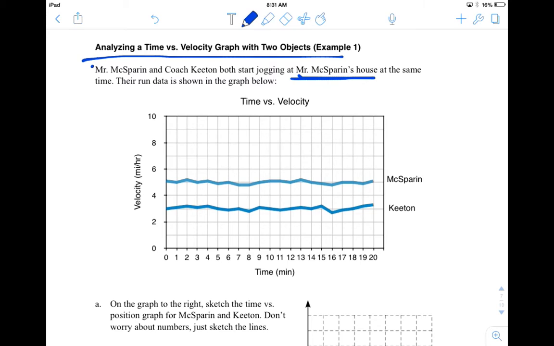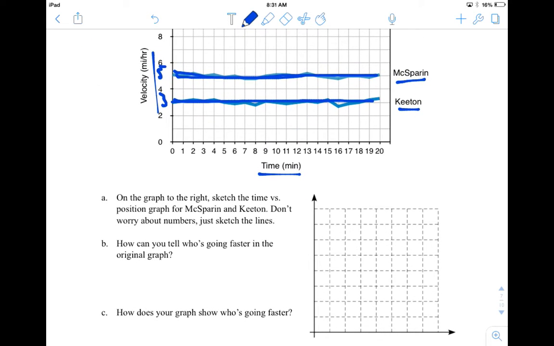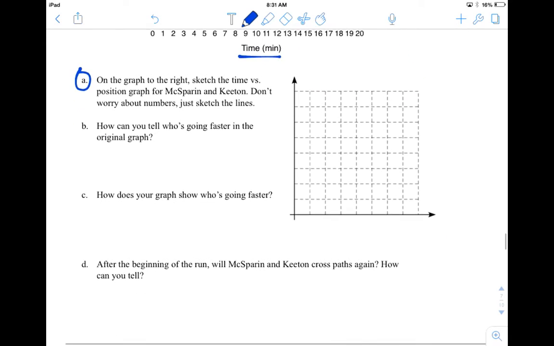If we look at the graph, this is velocity versus time. So it's telling me how McSparron's speed changes over time and how Keaton's speed changes over time. McSparron's got a pretty constant speed, not really going up or down a lot, somewhere around 5. And Keaton's got a pretty constant speed too, right around 3. On the graph to the right, for part A, sketch the time versus position graph for McSparron and Keaton. Don't worry about numbers, just sketch the lines.